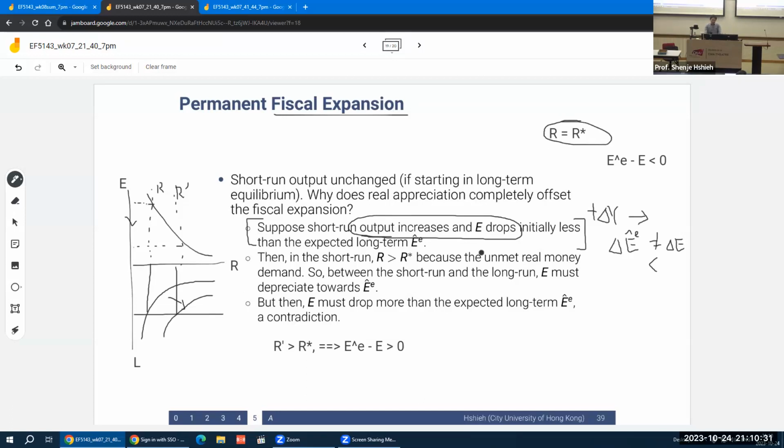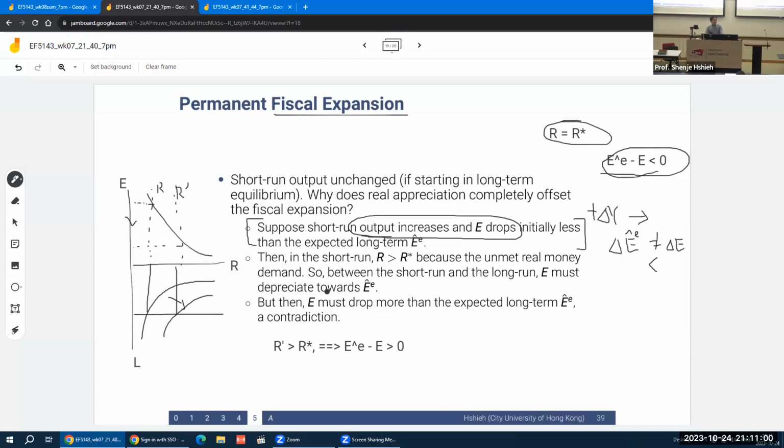I want to first propose, and I will show you graphically, that if we have a positive output arising from a fiscal expansion, then the drop in E, the spot rate, is going to be less than the drop in the long-term change in E. This must be true. In other words, that's like saying that E hat E minus E is negative.